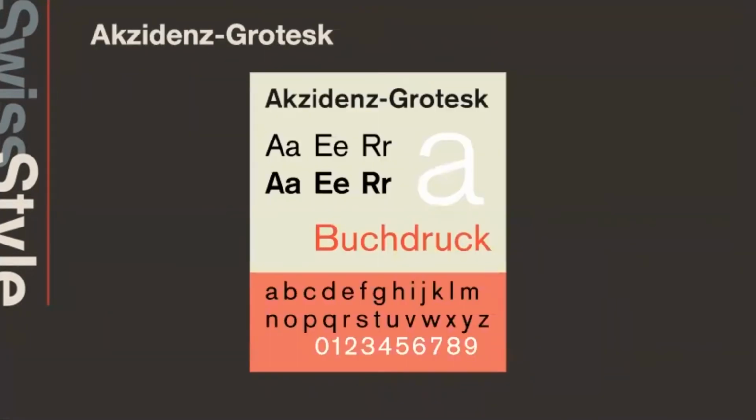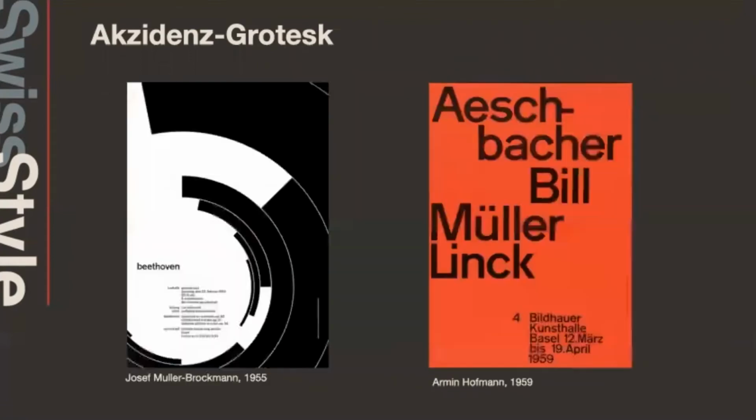Akzidenz Grotesk originated in the late 19th century and is classified as a grotesque typeface, which means sans serif. Akzidenz in German translates to jobbing, which refers to its intended use for commercial print use. The use of Akzidenz dipped in the 1920s when geometric sans serifs became more popular. It wasn't until the Swiss style adopted it as their preferred typeface post-World War II that it became well known again.